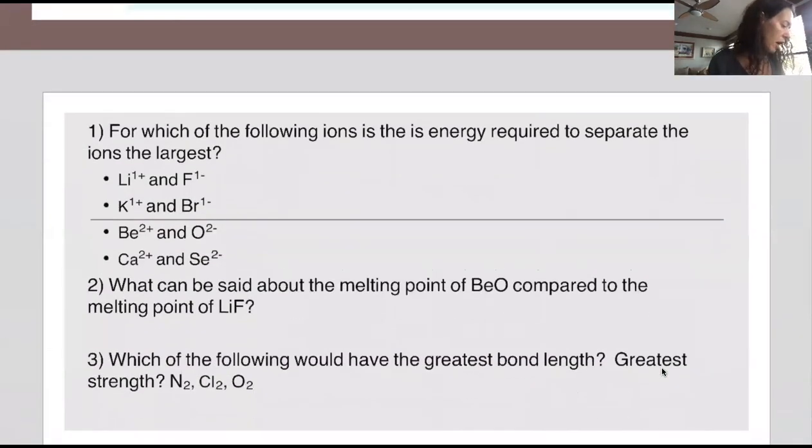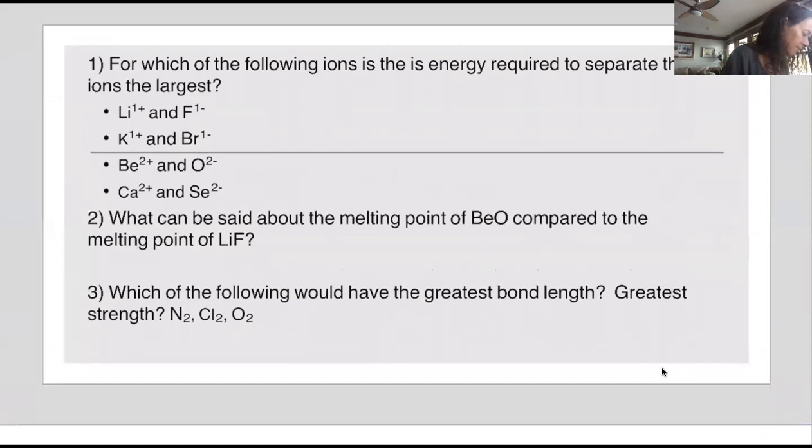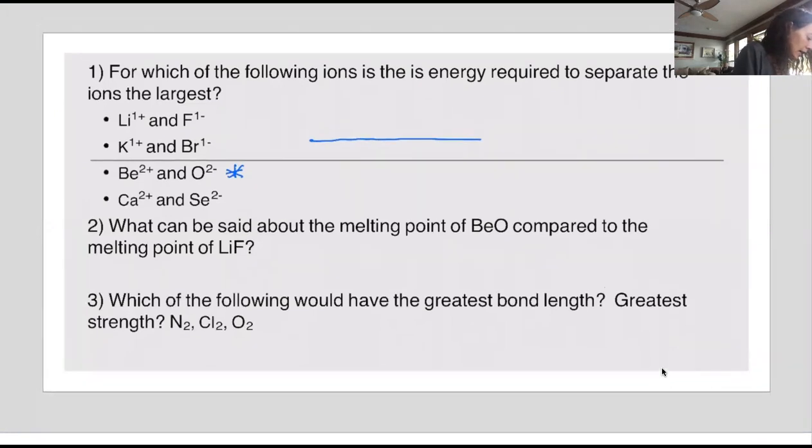For which of the following ions is the energy required to separate the ions the largest? Well, I'm immediately going right here because I know that they're in the same period, so they're going to be very similar in size, and the charges are the greatest. Okay. And then I would go here. And then I'm really questioning myself. I would go here. And then I would go here.